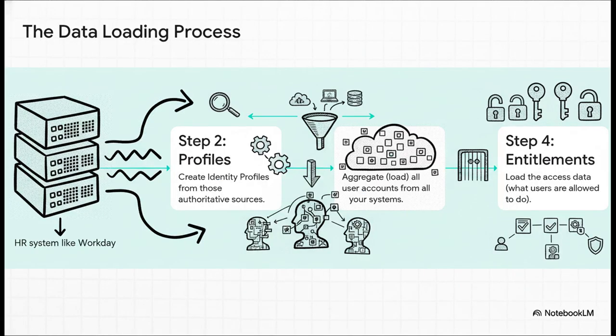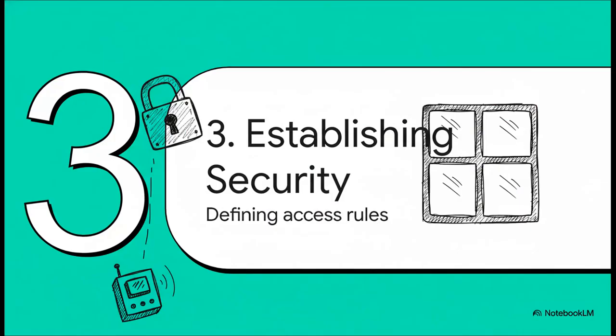Okay, let's look at the actual playbook for this. Step 1, you define your authoritative source. This is your single source of truth, usually an HR system like Workday. From there, you create identity profiles for everyone. Next, you aggregate, which is just a fancy word for loading, all the accounts from your other connected systems. And finally, you load in the entitlements, which tells you what each person is actually allowed to do in those systems. Okay, our data is loaded.